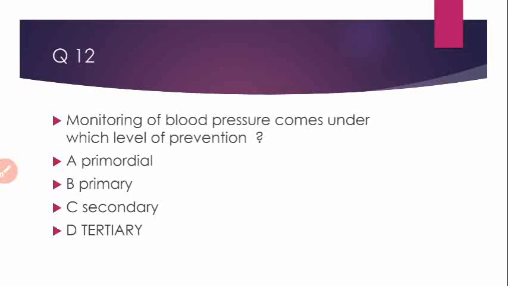Then tertiary level of prevention, where we have to minimize the complications and restore the patient's healthy life. Here, schools for blind patients, use of prostheses, and any rehabilitation therapy like vocational therapy and speech therapy are included in tertiary level of prevention. So I hope that all your doubts regarding levels of prevention are solved.